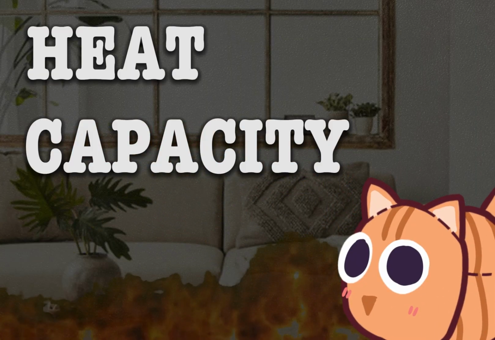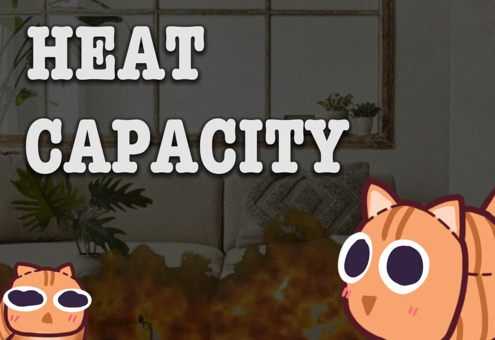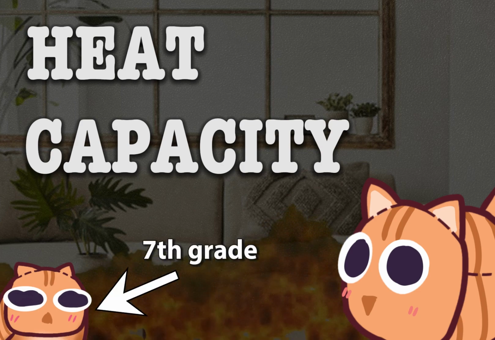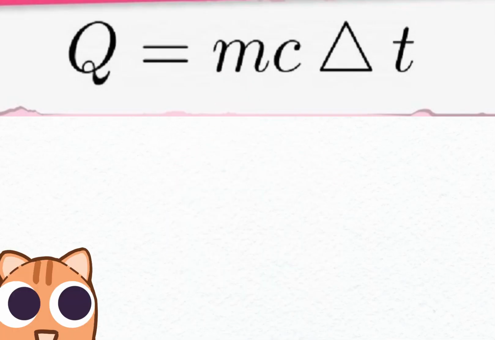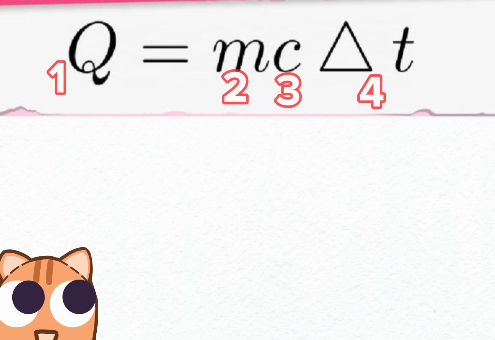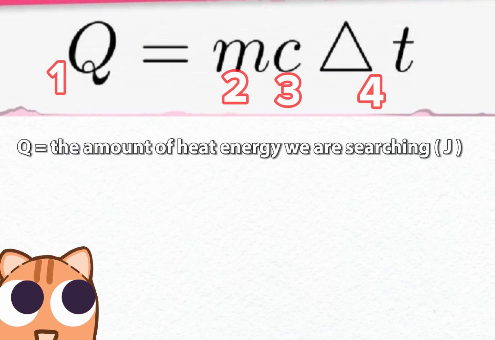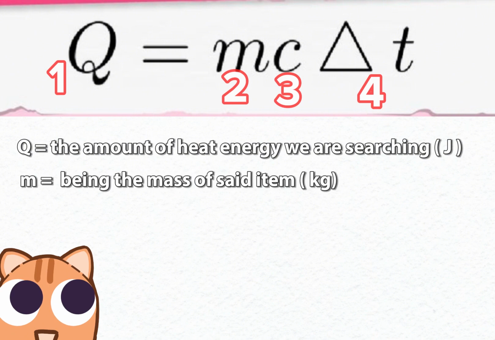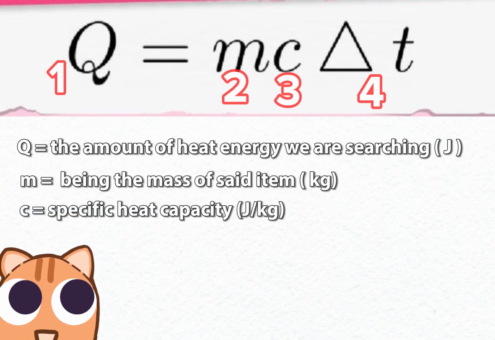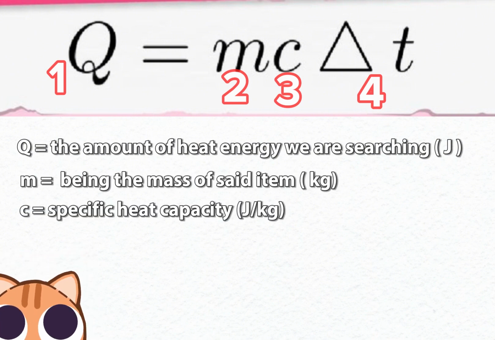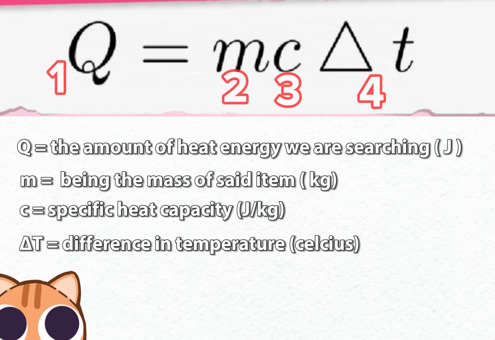Heat capacity! A topic that for some reason took 7th grade me a while to understand, but it's fairly easy, you see? The formula consists of 4 things: Q being the amount of heat energy that we are searching, M being the mass of said item, C being the specific heat capacity, and delta T, the difference in the temperature.